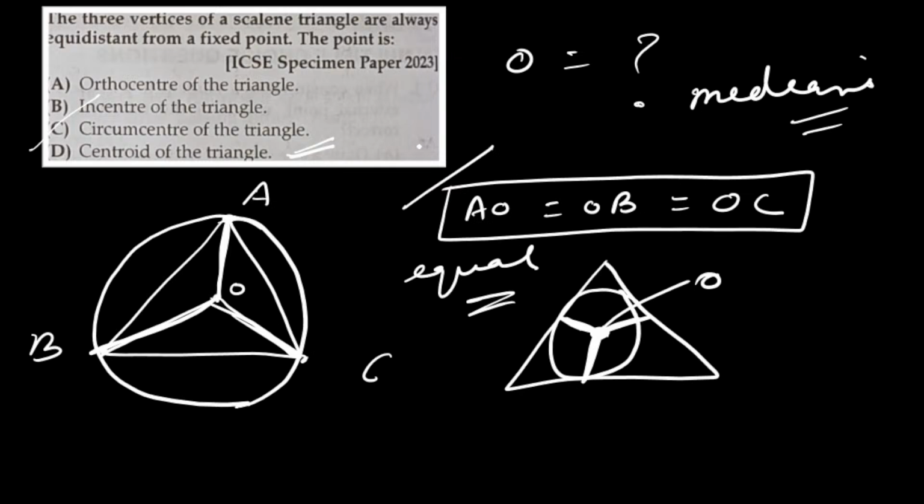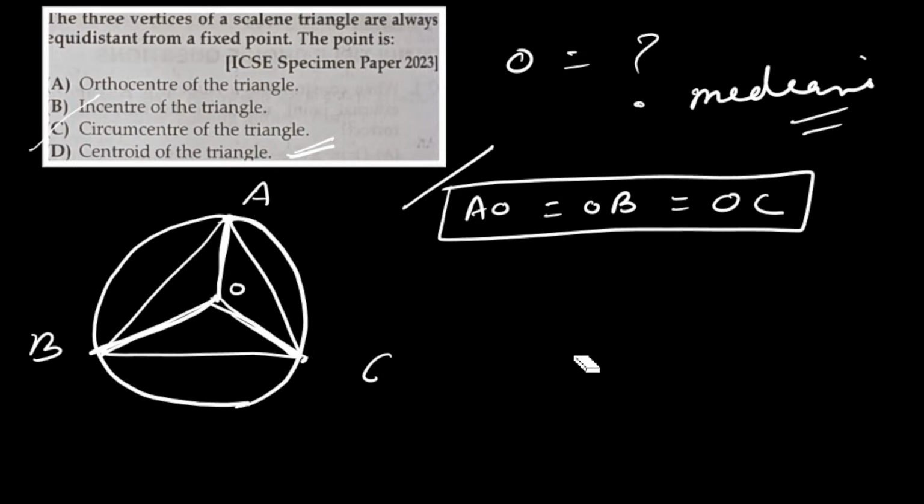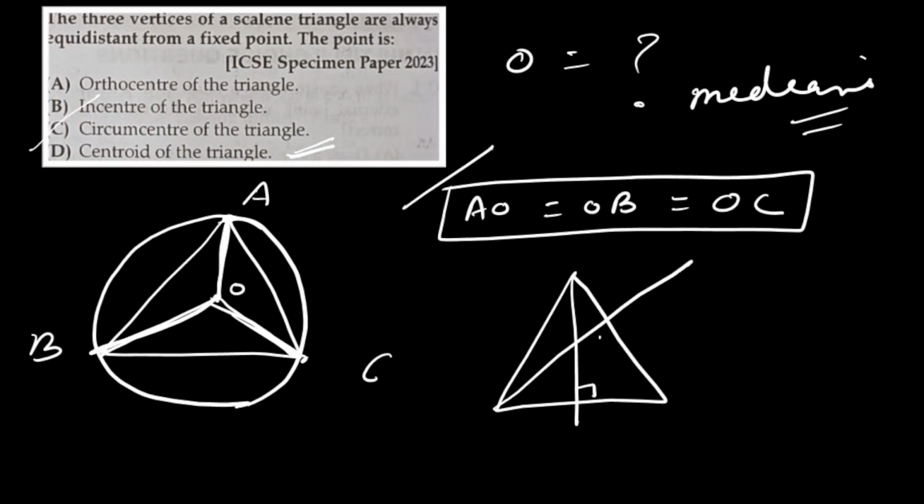So you should know what is orthocenter, what is incenter, circumcenter and centroid. All things you should know. Orthocenter is the point of intersection of the altitudes. If in a triangle I am drawing three altitudes, meaning perpendicular lines, their point of intersection is the orthocenter. Let's do the next question now.